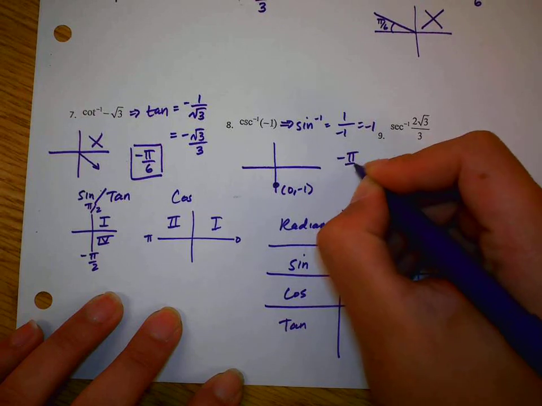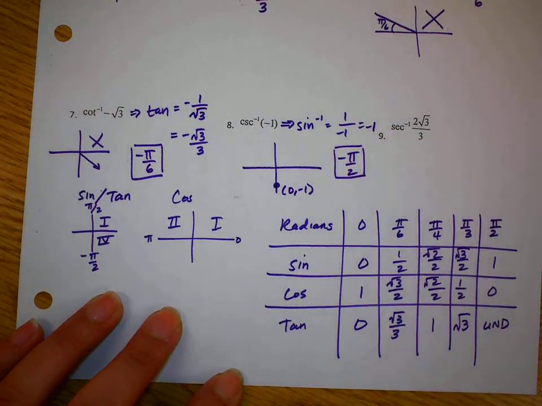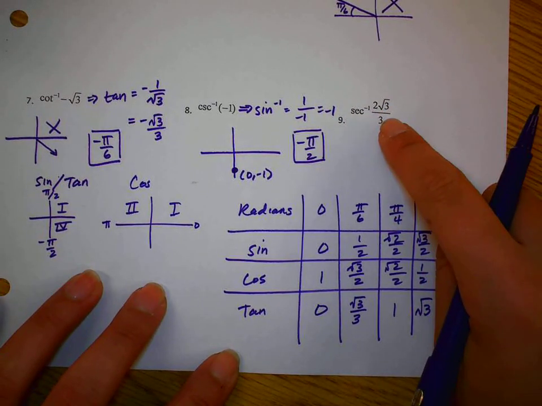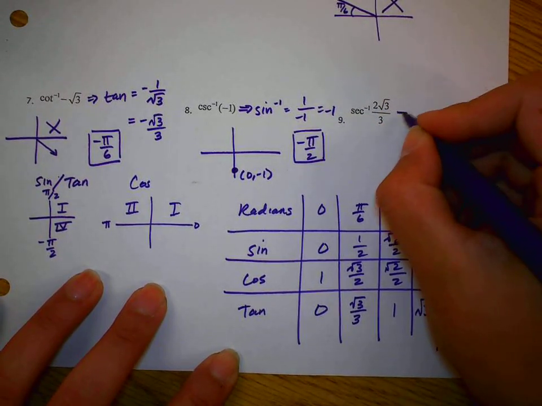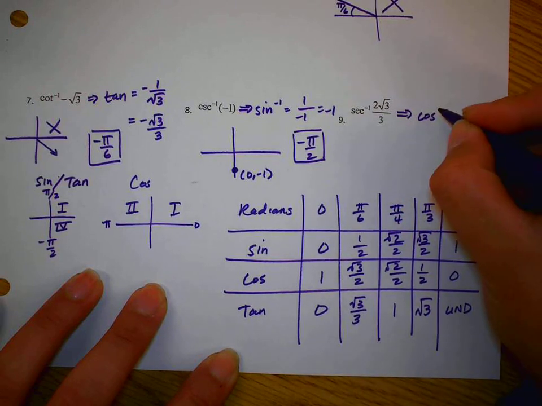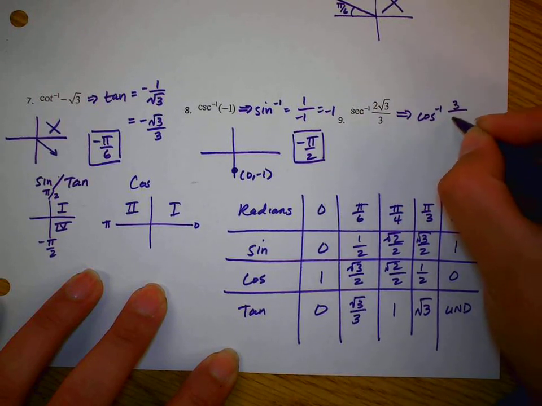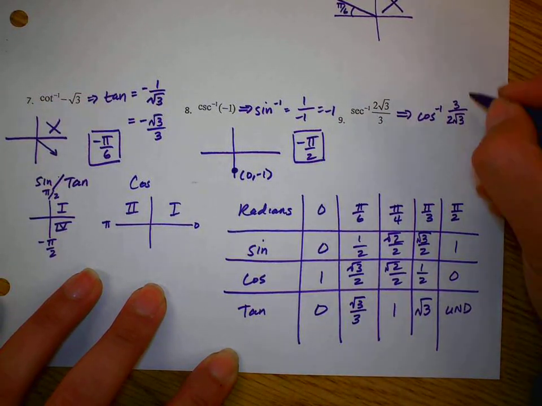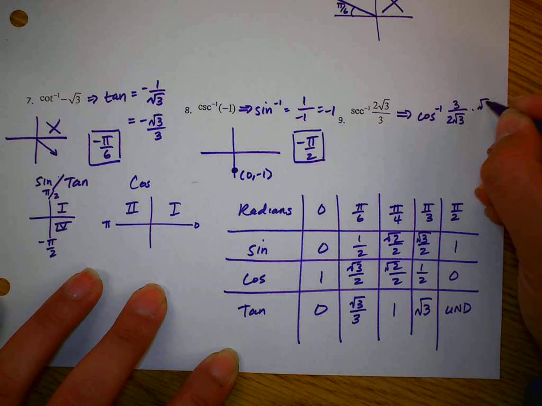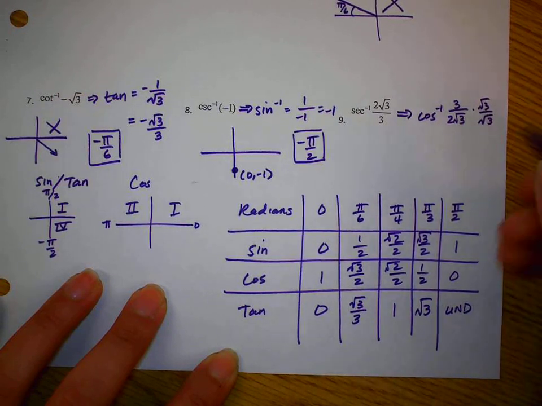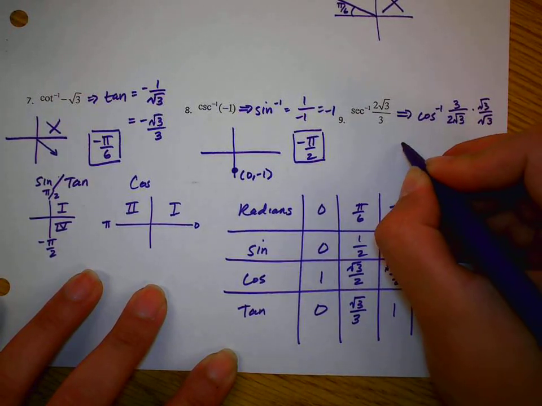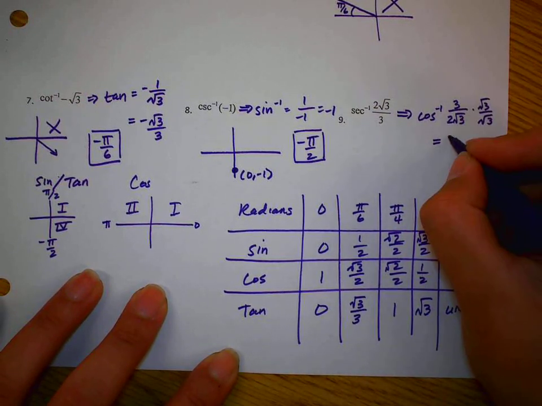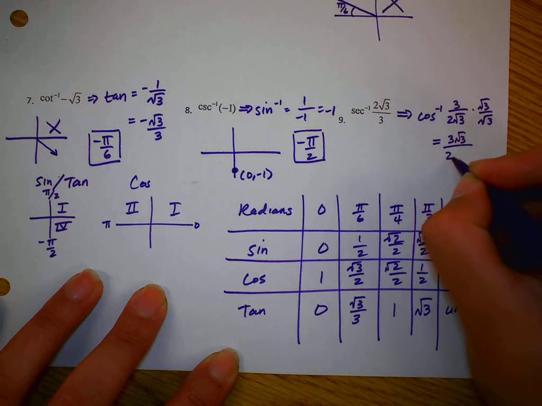Lastly, you have inverse secant of 2 root 3 over 3. This means cosine is 3 over 2 root 3. If I rationalize that, we get 3 root 3 over 2 times 3. Those 3's cross out, and we get root 3 over 2.